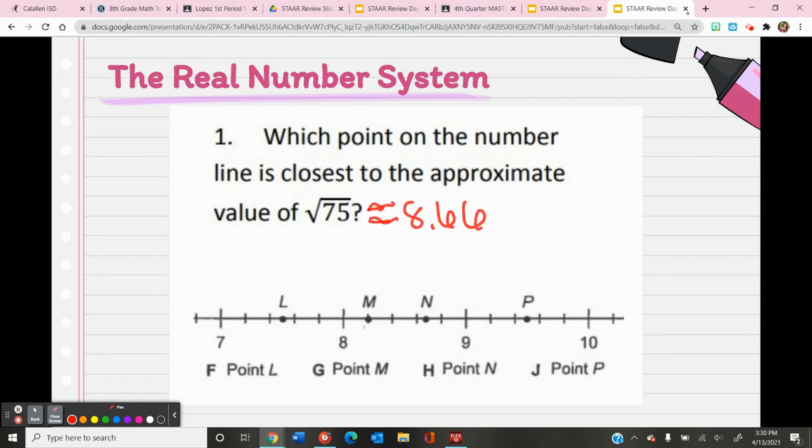So I know this has to be between 8 and 9, so I know it can't be L, and I know it can't be P. So point L, point P. So looking here in between M and N, so I know this is 8.2, 8.4, 8.6, and 8.8. So since this is slightly to the right of 8.6, the point closest is going to be point N, which means H is my answer.